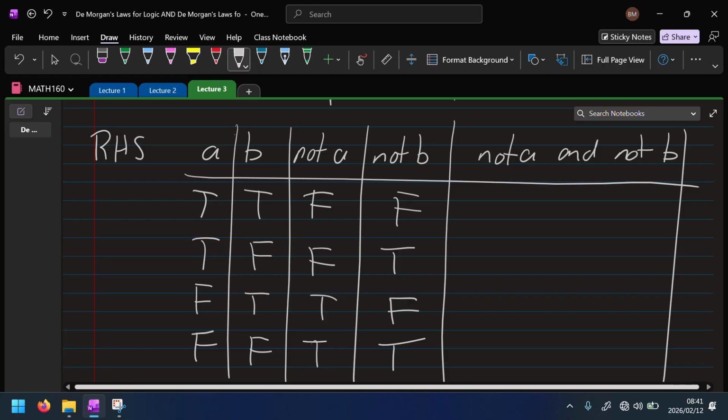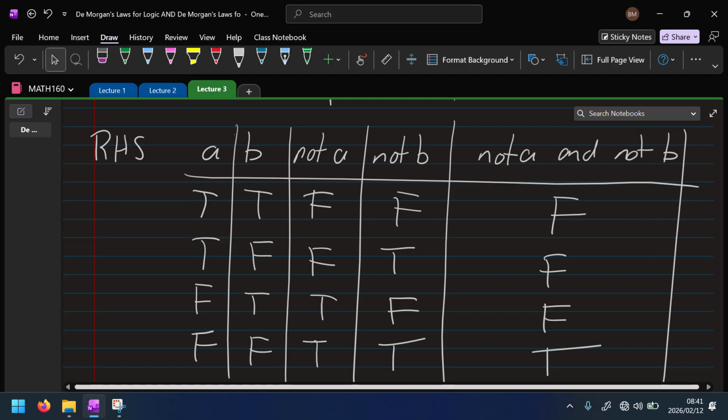And finally, the last column, we're going to AND these together. So first one, false and false. Who says true? False and false is? False. False. Good. False and true? True and false? True and true?